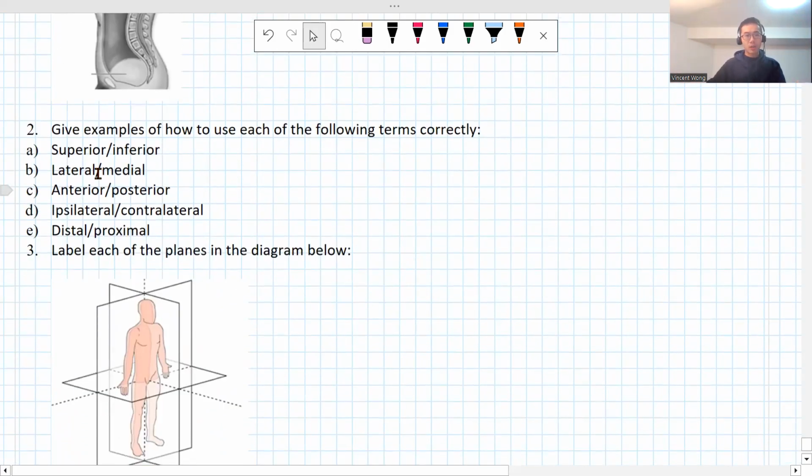Give examples of these terms, right? So there's no answer here. You just kind of have to know how to use them.